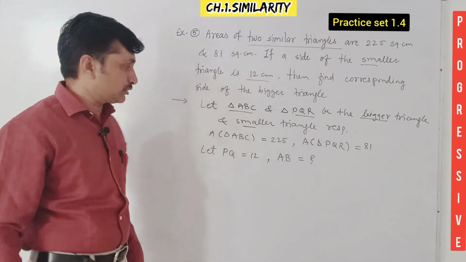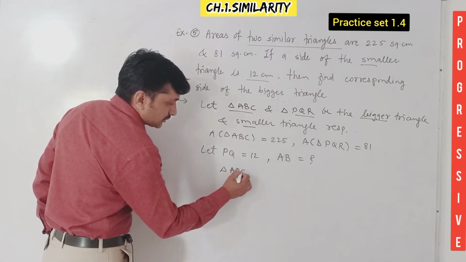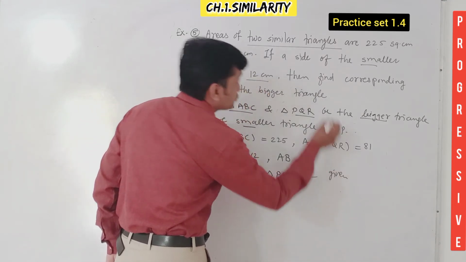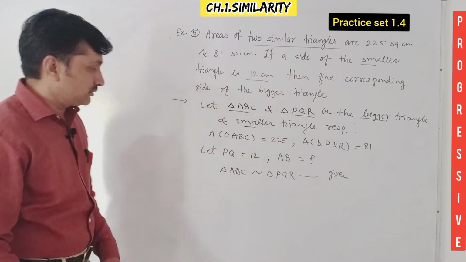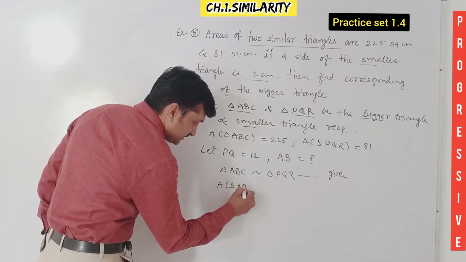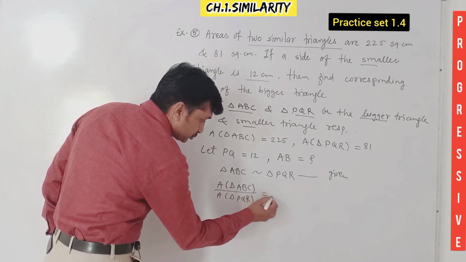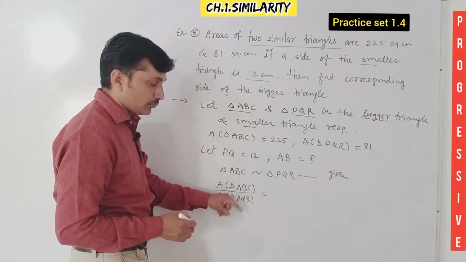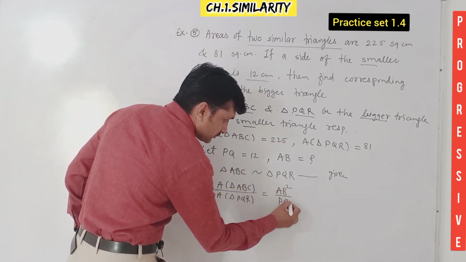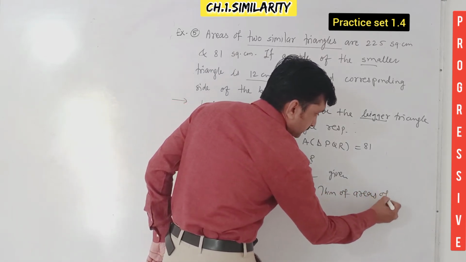And we have to use the theorem because the triangles are already similar. Triangle ABC is similar to triangle PQR. It is given in the example. These are two similar triangles. Now use the theorem. In the theorem we write the ratio of areas. Area of triangle ABC upon area of triangle PQR is equal to, now the corresponding sides of both, AB and PQ, we have taken. Therefore here AB square upon PQ square. Here you write the reason down: theorem of areas of similar triangles.